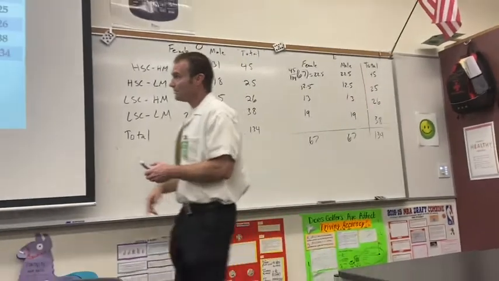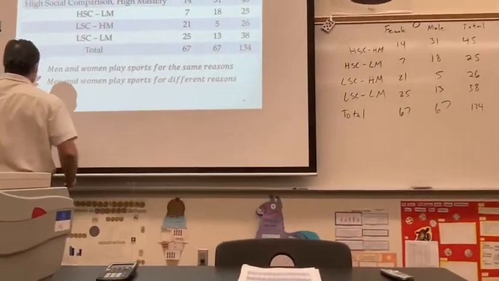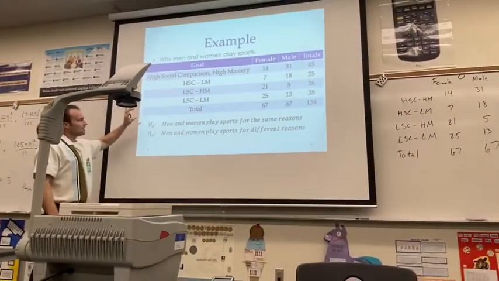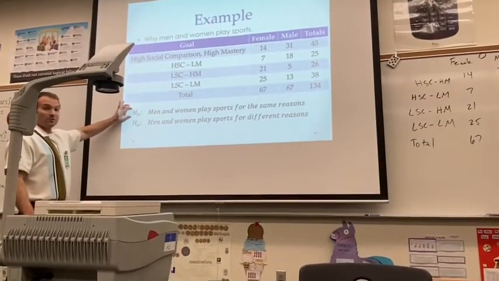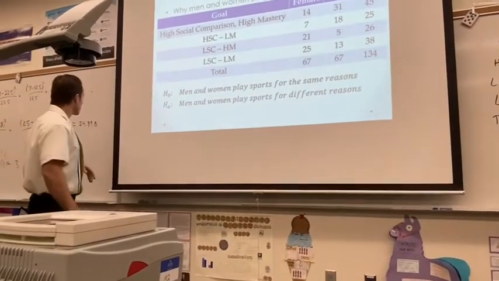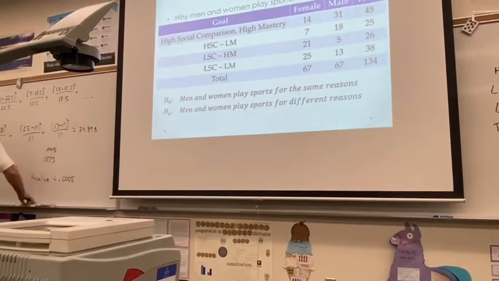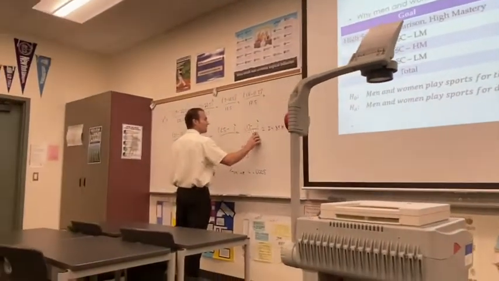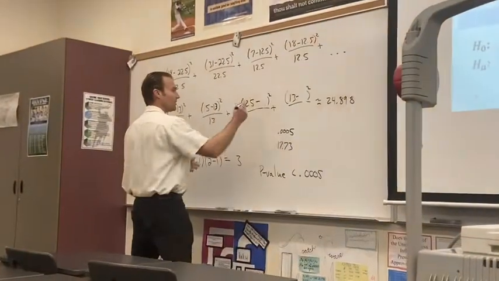All right, so now, null hypothesis, if I don't know if that got cut off or not. They're the same reasons. Alternative, different. In this case, they play sports for different reasons. All right, jump over and doing our calculation.